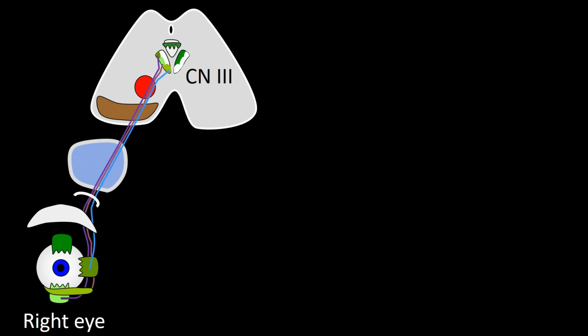Fibers from the ipsilateral cranial nerve 3 motor nucleus cross the midbrain parenchyma, travel through the interpeduncular cistern, enter the cavernous sinus, enter the orbit through the superior orbital fissure, and inside the orbit form the inferior branch of the oculomotor nerve and go to the muscles previously listed. Now let's look at the innervation of the superior rectus. The innervation of the superior rectus is peculiar.